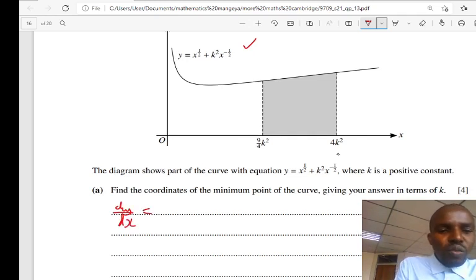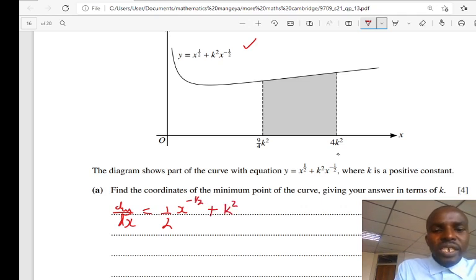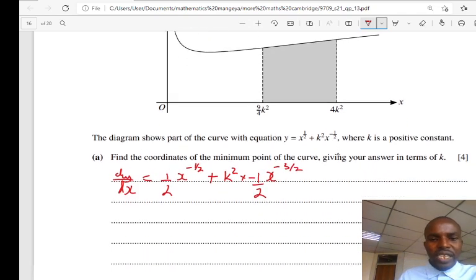Then that one, you bring down half here, then x to the power half minus 1 is minus half. Plus k squared times, you bring down minus half there, then x to the power minus half minus 1 is minus 3 over 2, like this.